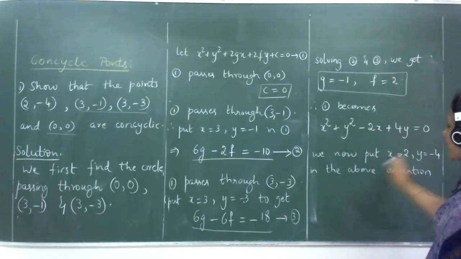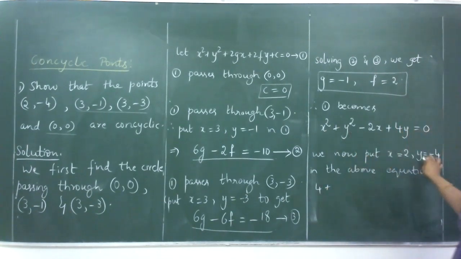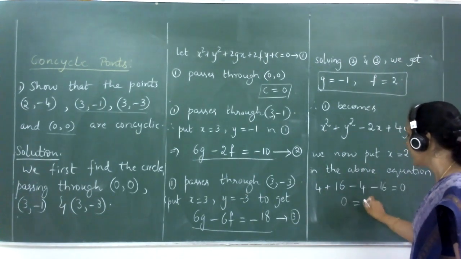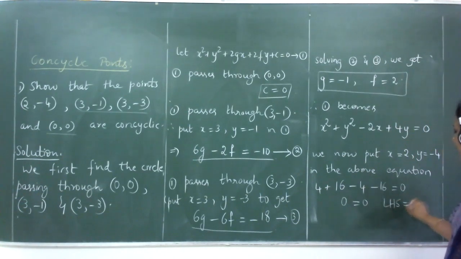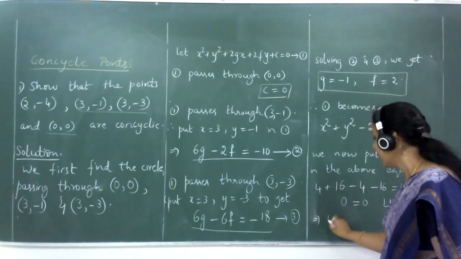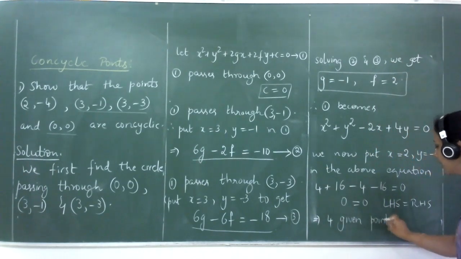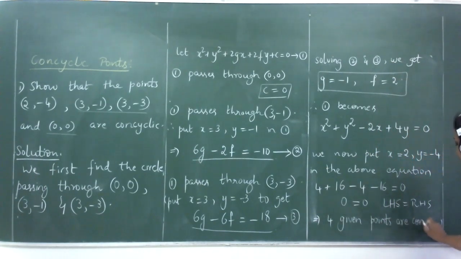We get 2 squared, which will be 4, plus y squared, it comes to +16, minus 2x will give me -4, plus 4y will give me -16, which is equal to 0. Plus 4 minus 4 plus 16 minus 16 is nothing but 0. You are getting 0 equal to 0. That means you have LHS equal to RHS. So what does this imply? This implies that the 4 given points are concyclic. A very easy approach to the question.